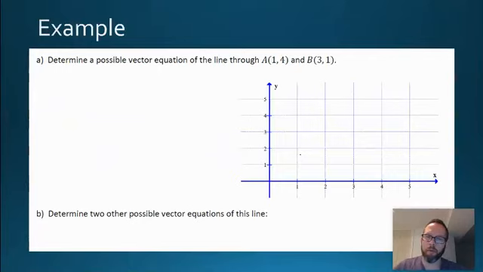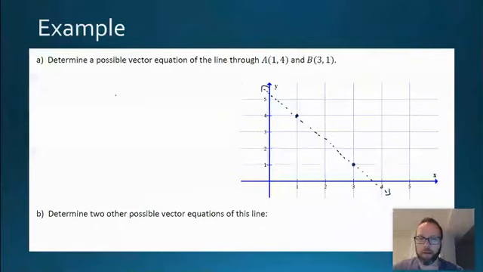So let's do an example. Let this concept sink in a bit. We're going to find a vector equation of the line through 1, 4 and 3, 1. And I'll just use a dashed line here. If you have a ruler at home, definitely couldn't hurt. That's good enough for us, I think. All right, we're going to find the vector equation of that line.